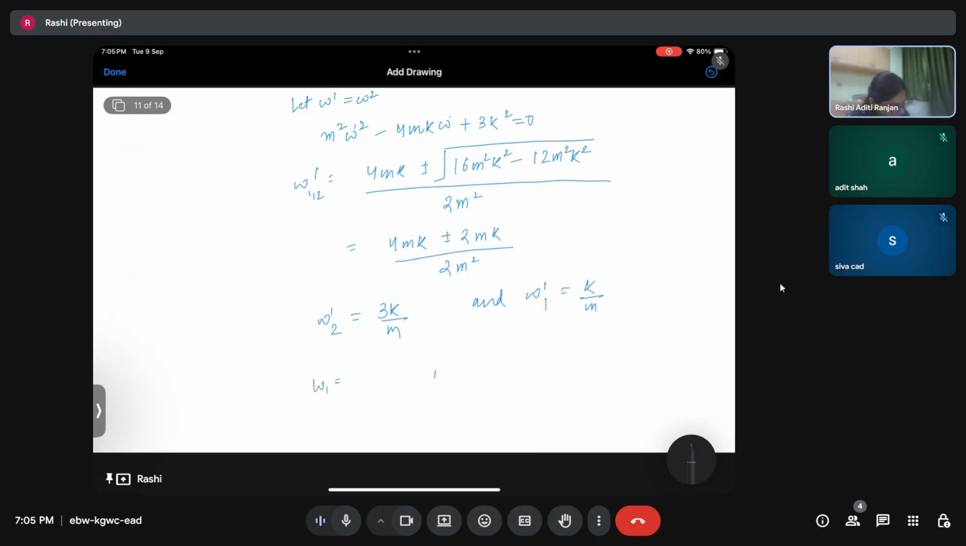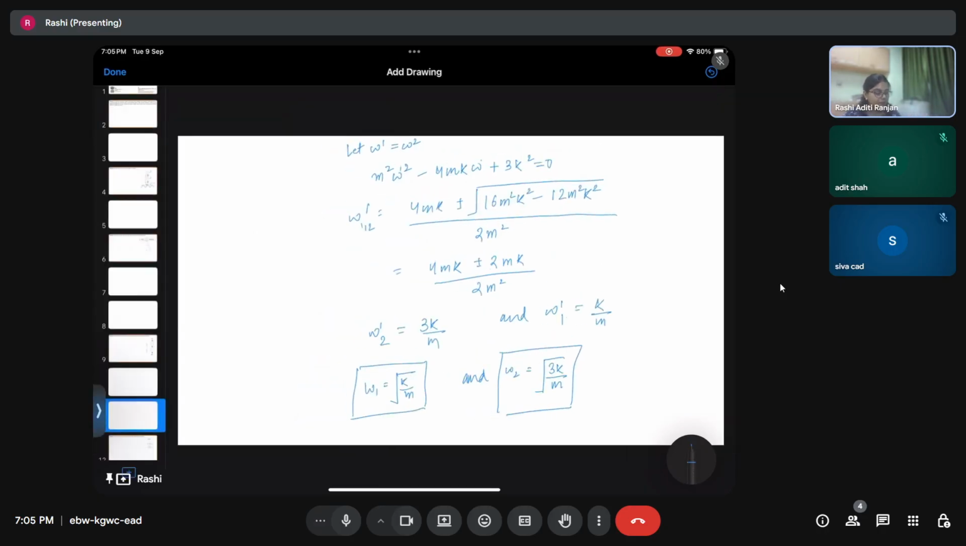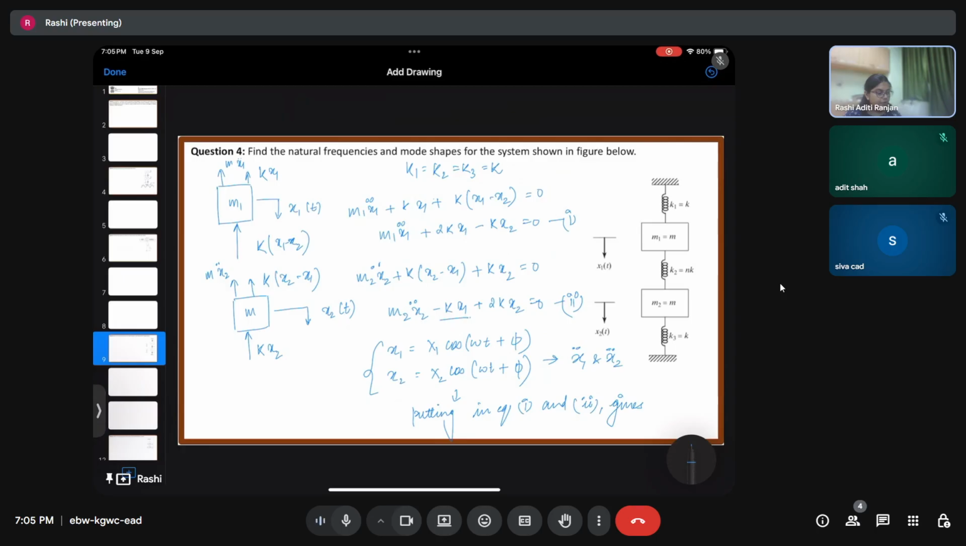So omega 1 is going to be under root k by m, and omega 2 is going to be under root 3k by m. So these are what? These are our natural frequencies. There are two natural frequencies. Now, we need to find out the mode shapes.